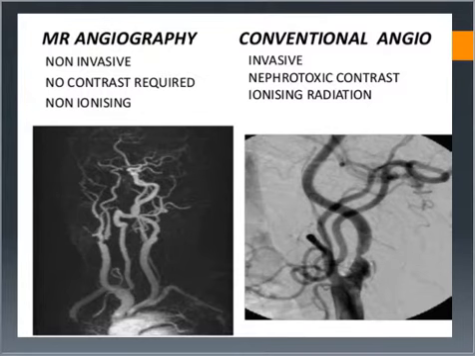So this is a difference between MR angiography, or MRA, and conventional angiography. With the MR, it's non-invasive. There's no contrast required. They might use some gadolinium, but it's non-ionic. And there's no radiation. So they're able to visualize these blood vessels in great detail.